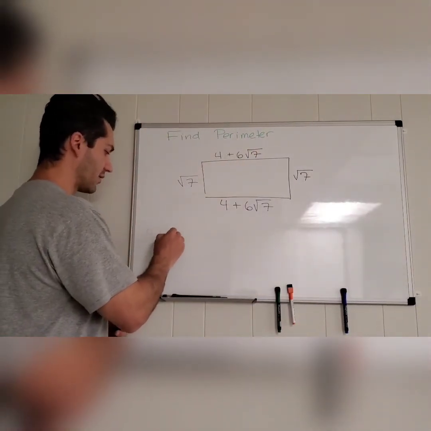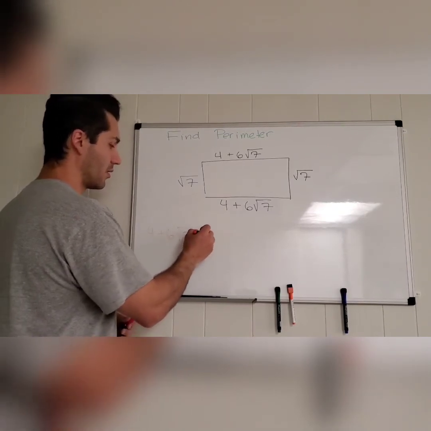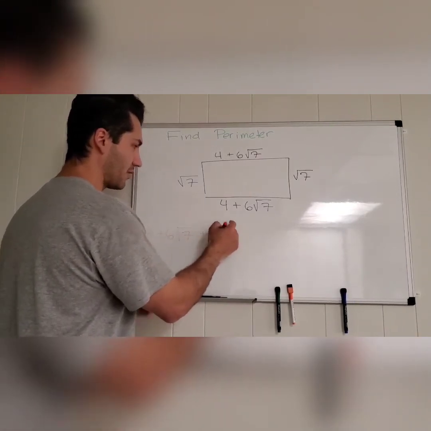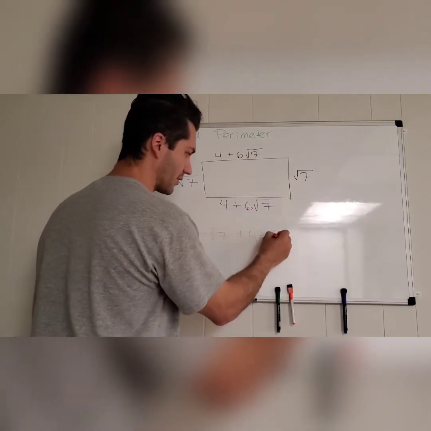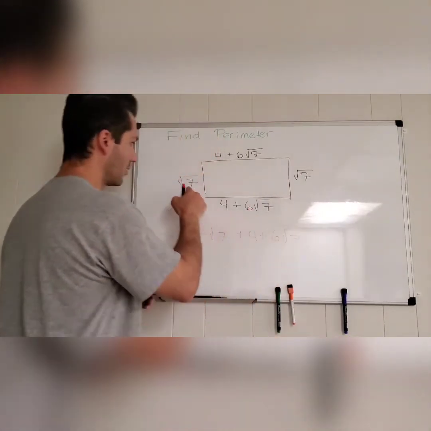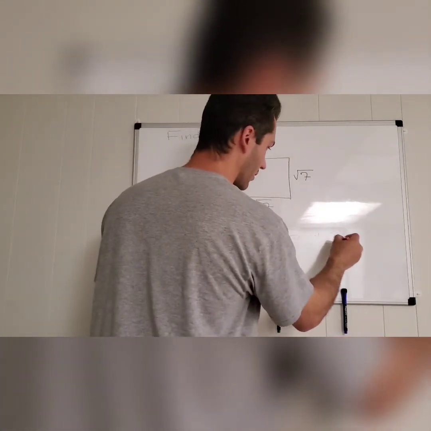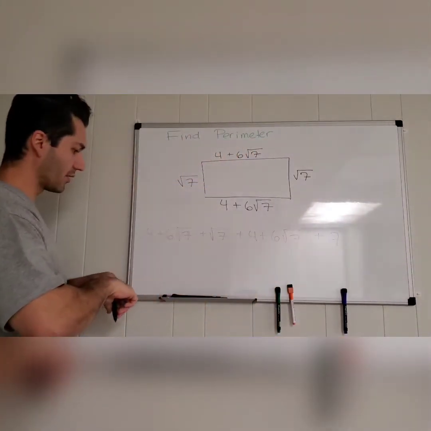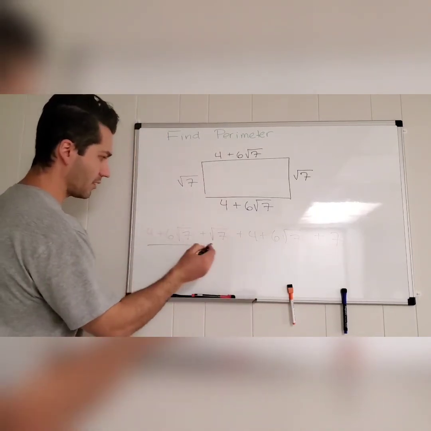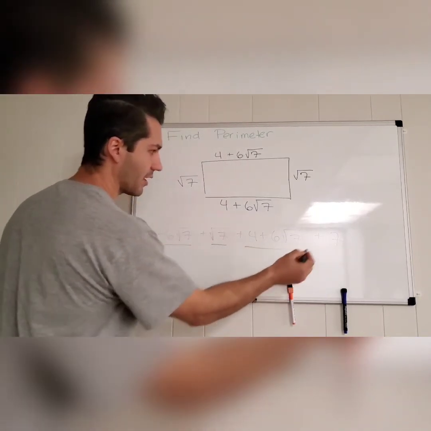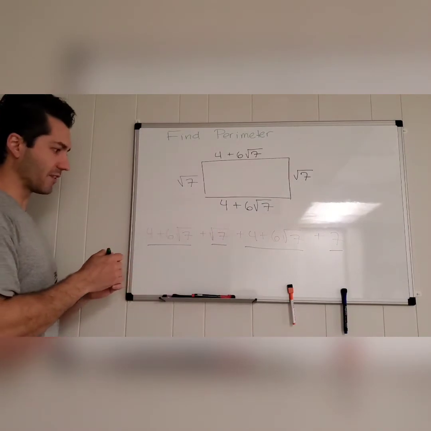4 plus 6 radical 7 plus radical 7. That side. I'm going to add this side. Plus 4 plus 6 radical 7 plus radical 7. And if you look, I have 4 different sides right now. Okay? Here's my one side. Here's another. Here's the other side. Those are my 4 different sides.